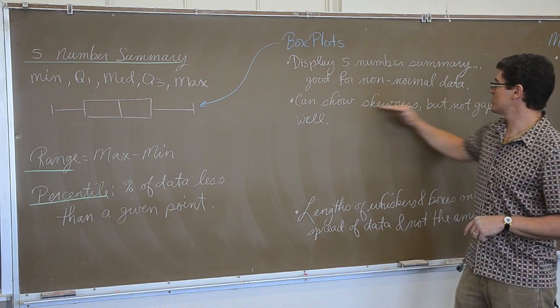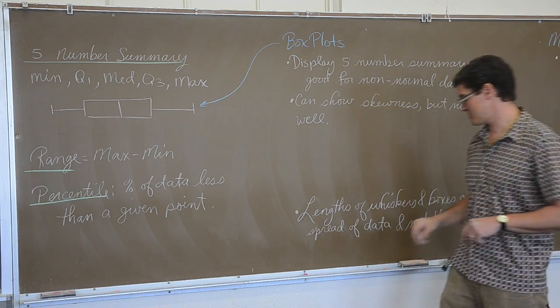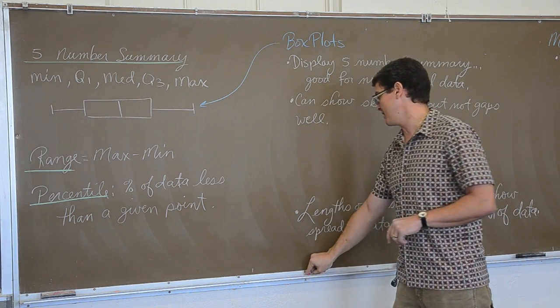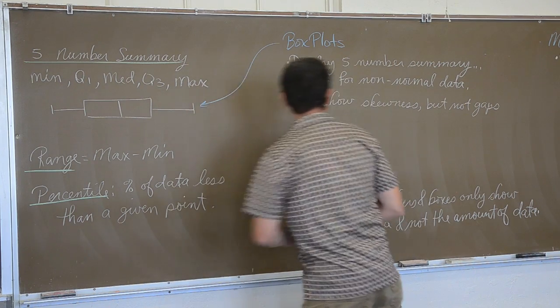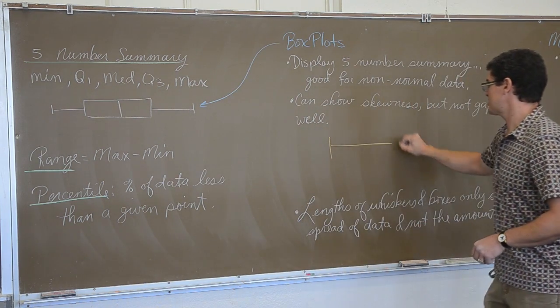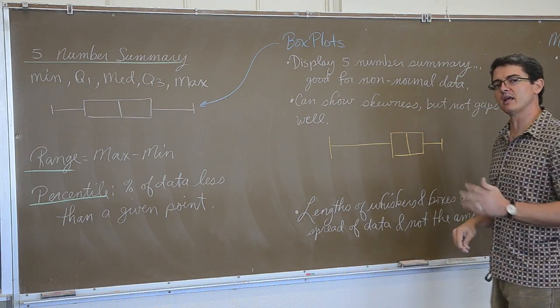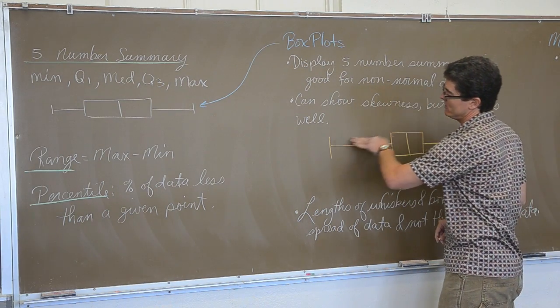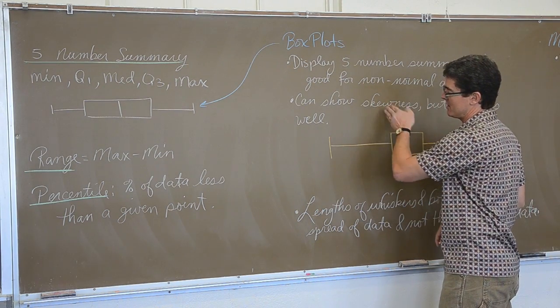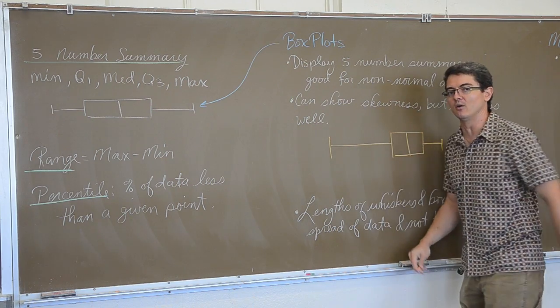Box plots can show skewness, but not gaps. Let me explain what I'm talking about there. Here we go, here is a box and whisker plot. We talked about left skewed, and how if it was left skewed, the data would just sort of taper off to the left and become more spread out.